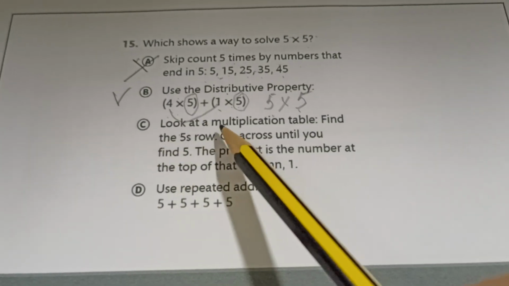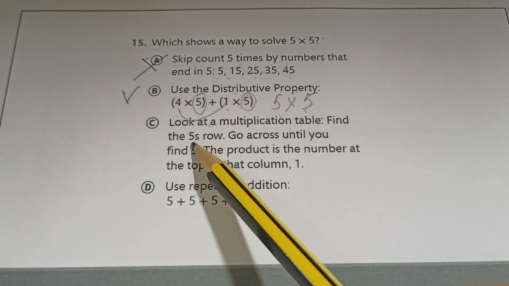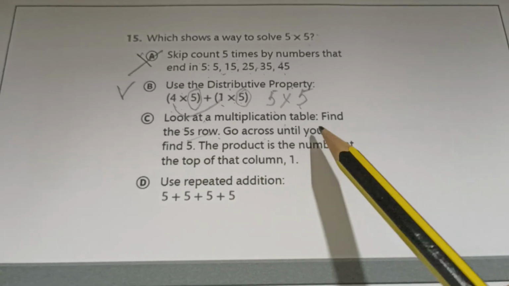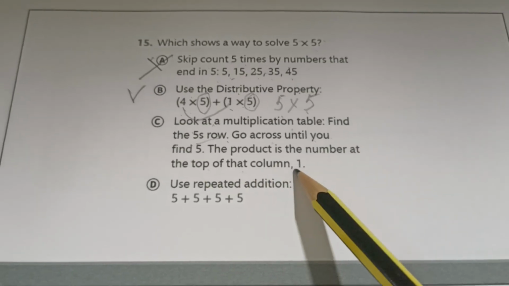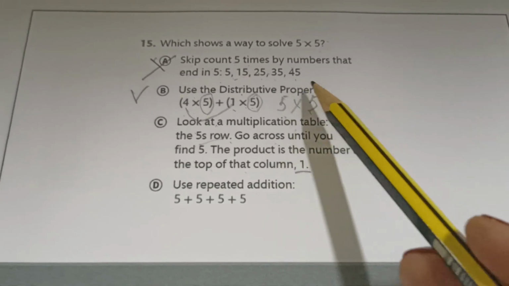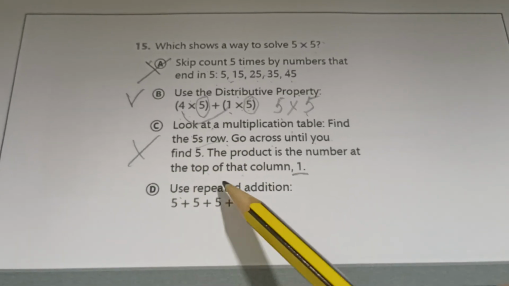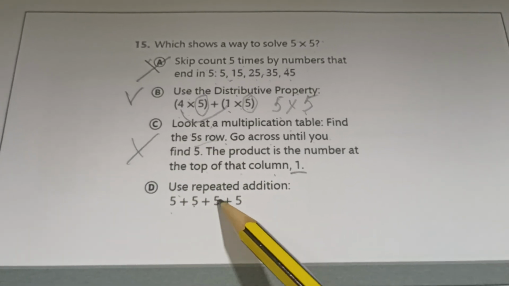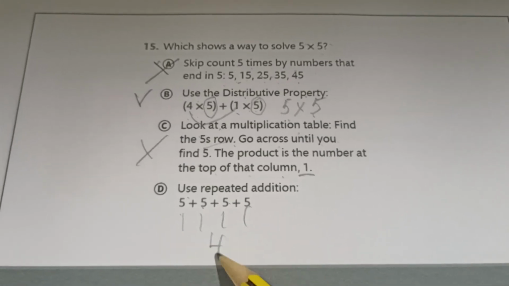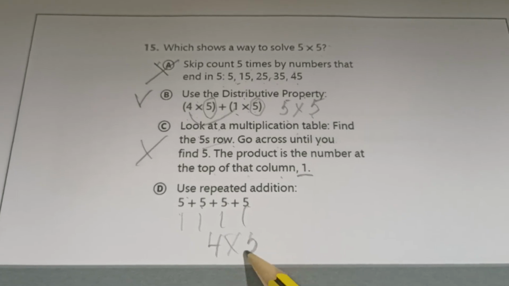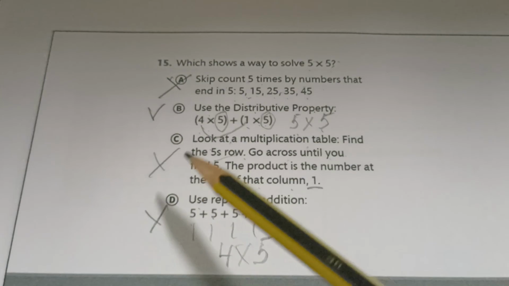C. We need to check. Look at the multiplication table. Find the 5th row, go across until you find 5. The product is the number at the top of the column, 1. Can it be 5 times 5? Can it be 1? No, of course, okay. And use repeated addition. 5 plus 5 plus 5 plus 5. How many times do we have here? Only 4. We have 4 times 5. So, this is not about 5 times 5. That's why it's not correct.